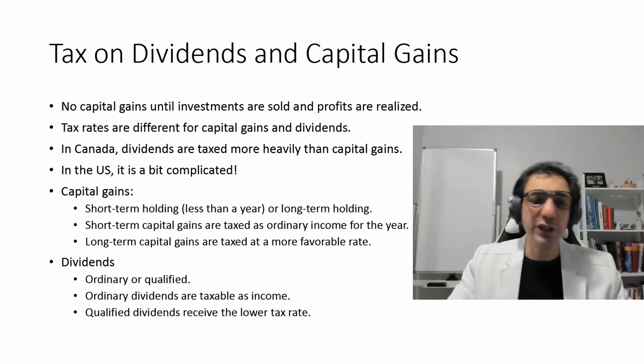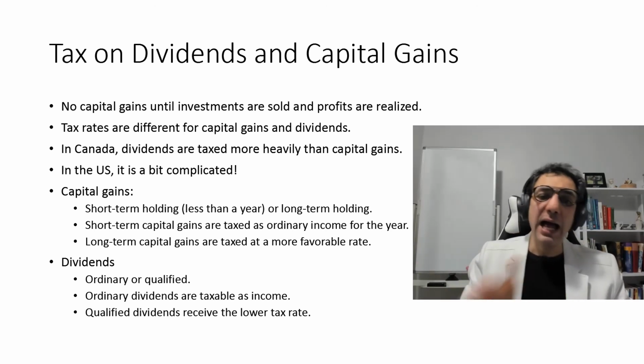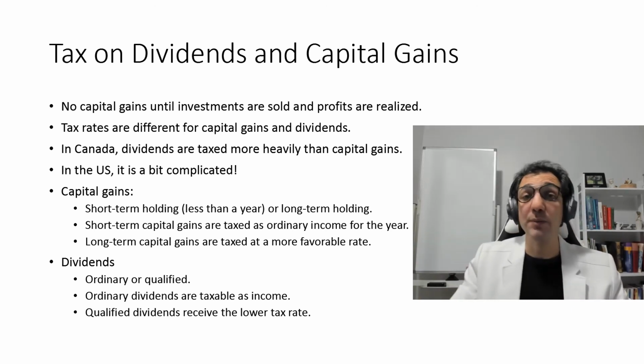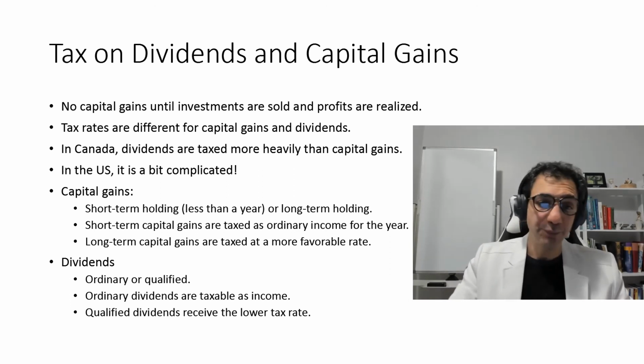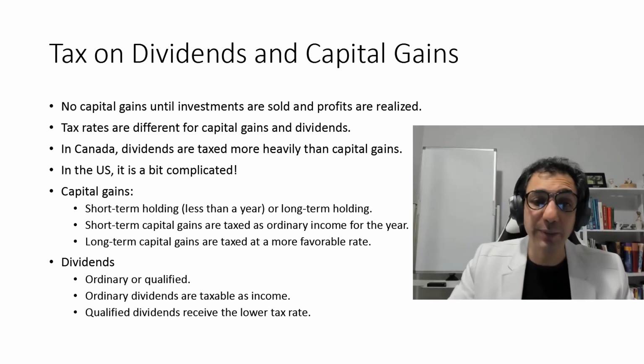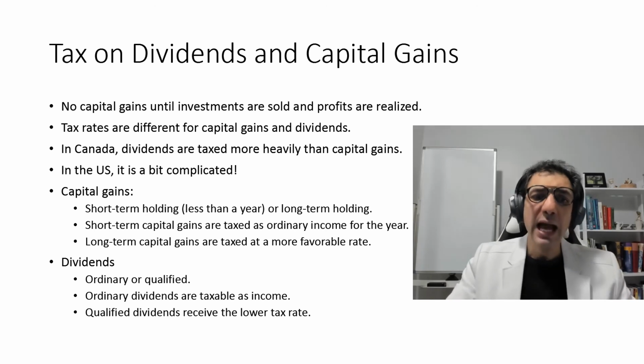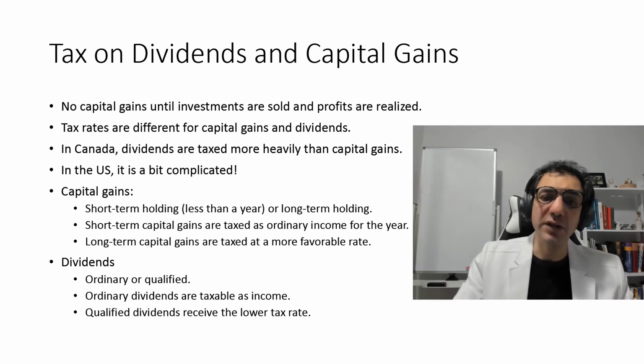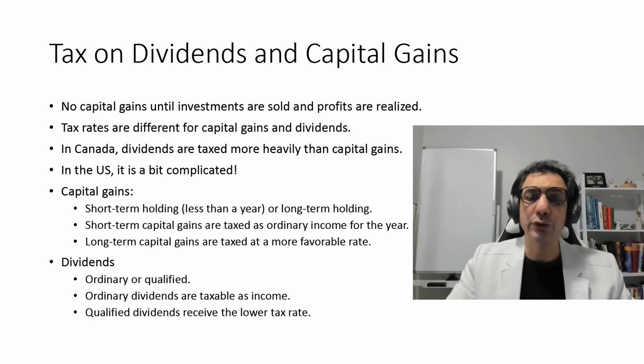Same argument for dividends. We have ordinary and qualified dividends. Depending on the type of dividends, you will pay different tax rates. Ordinary dividends are taxable as income, similar to the argument we had for short-term capital gains. And qualified dividends receive the lower tax rate, again similar to the argument we had for long-term capital gains.